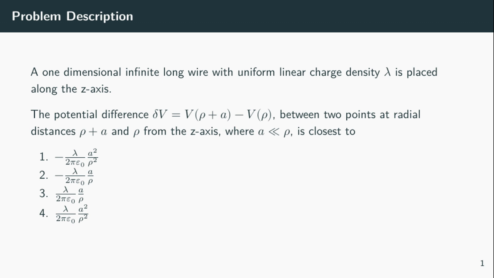Specifically, one point is at a radial distance of ρ, and the other is slightly further out at a distance of ρ plus a, where this distance a is much smaller than ρ itself. We need to figure out which of the given options is closest to this potential difference, which we are calling delta V equal to V at ρ plus a minus V at ρ. We are given 4 possible answers for this potential difference, delta V. We'll work through the steps to see which one matches our result.